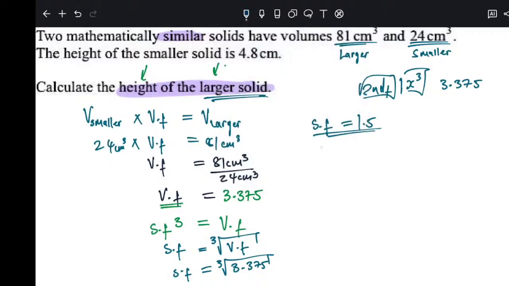So now we can write the last one. We can say height of small times scale factor, because we are now dealing with lengths.